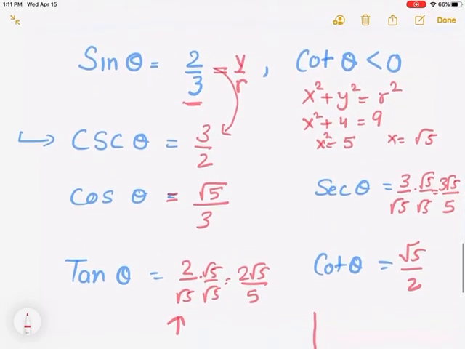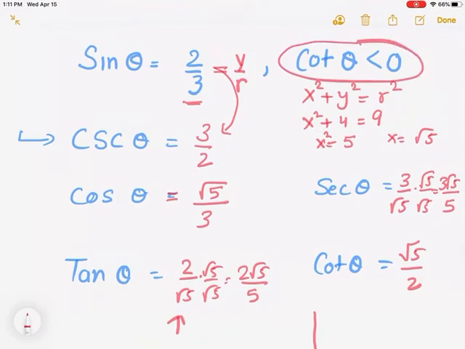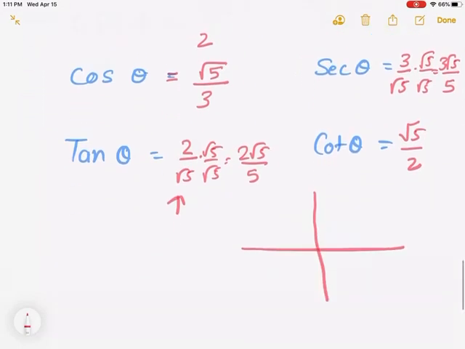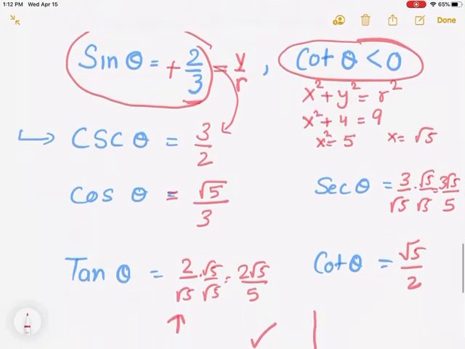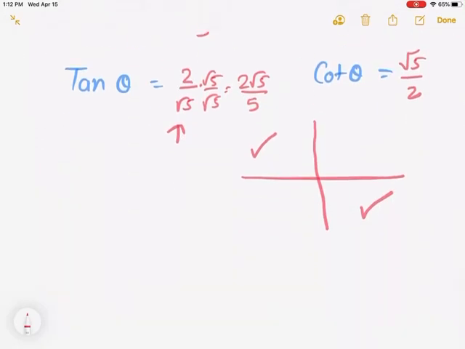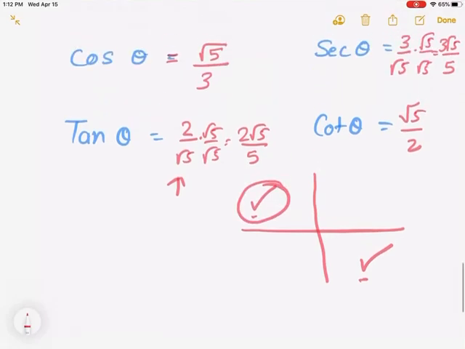Okay, I see cotangent is less than 0, which means it's negative. So cotangent is negative in this quadrant and this quadrant. So second and fourth quadrant. But I don't see any other inequality. But instead of another inequality, I see sine function, which is already positive in here. So I already know sine is positive. So out of these two, which one of these two quadrants would give you positive sine? It's this one. So I know my angle is in second quadrant.